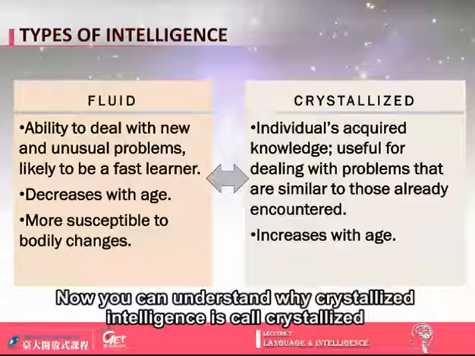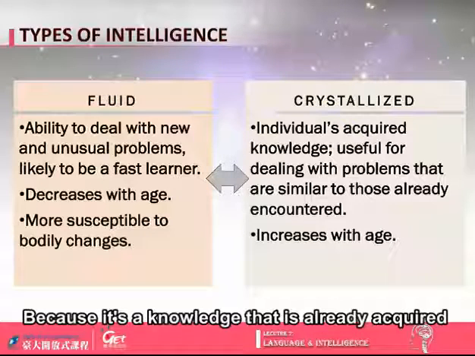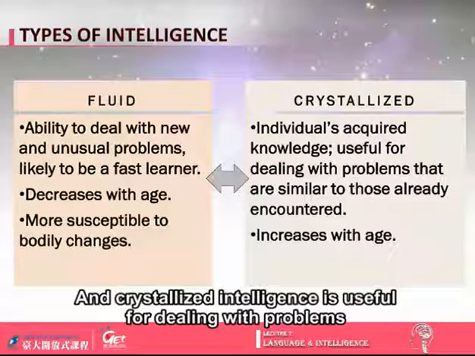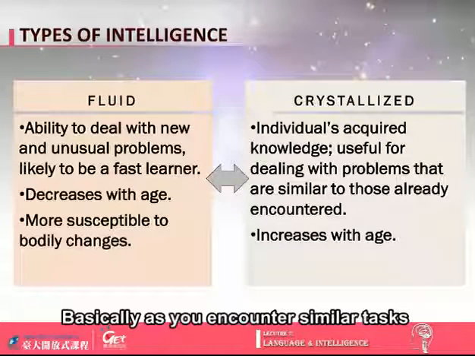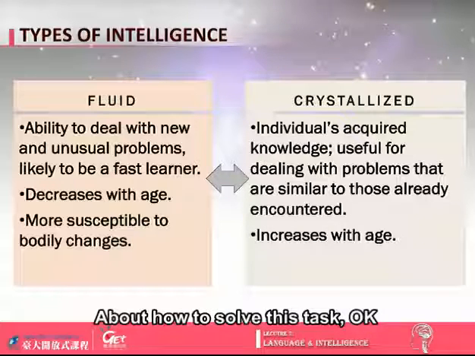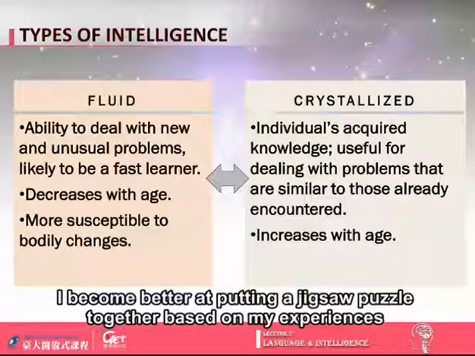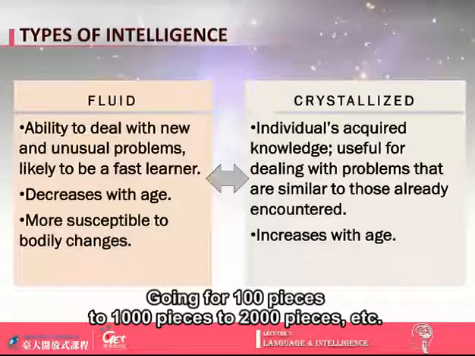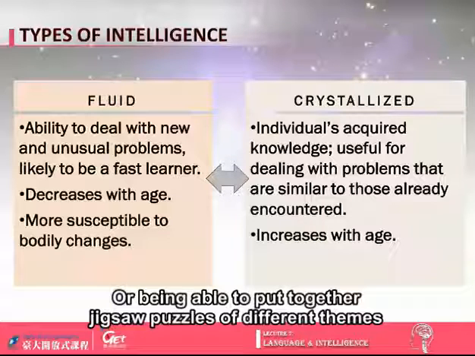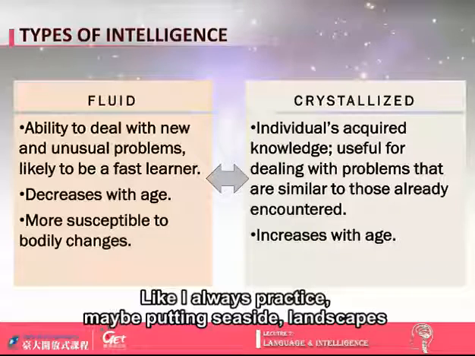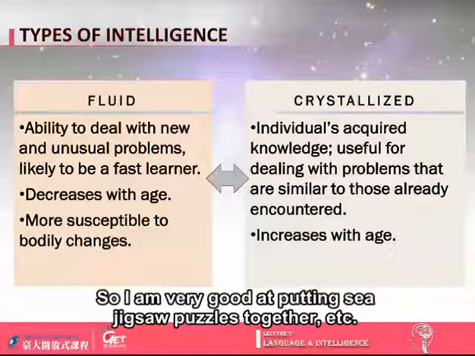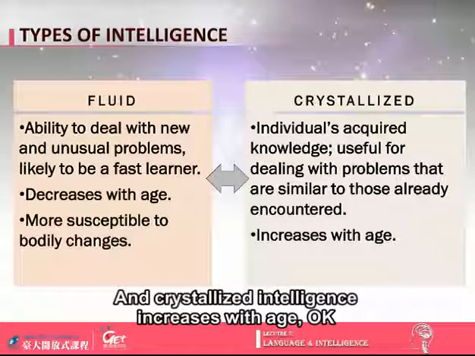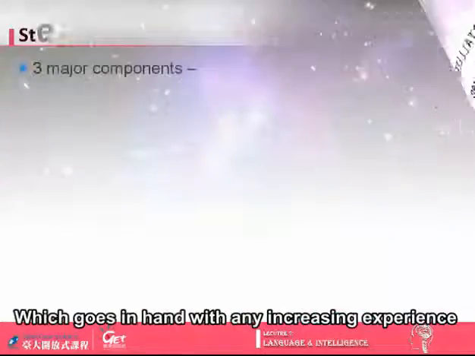Now you can understand why crystallized intelligence is called crystallized. Because it's knowledge that is already acquired, okay, what we already know, what we already have. And crystallized intelligence is useful for dealing with problems that are similar to those already encountered. Basically, as you encounter similar tasks, it goes back to what you already know about how to solve this task. Okay? I become better at putting a jigsaw puzzle together based on my experiences building more and more jigsaw puzzles, going from 100 pieces to 1,000 pieces to 2,000 pieces, etc. Or being able to put together jigsaw puzzles of different scenes. Like I've always practiced, maybe putting together seaside landscapes. So I'm very good at putting sea jigsaw puzzles together, etc. And this is very much influenced by experience. Okay? How many times you've encountered something similar. And crystallized intelligence increases with age, okay? Which goes hand in hand with an increase in experience.